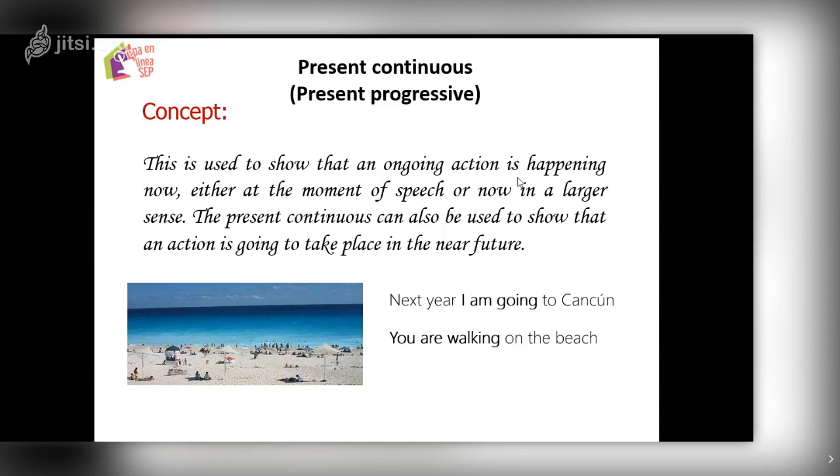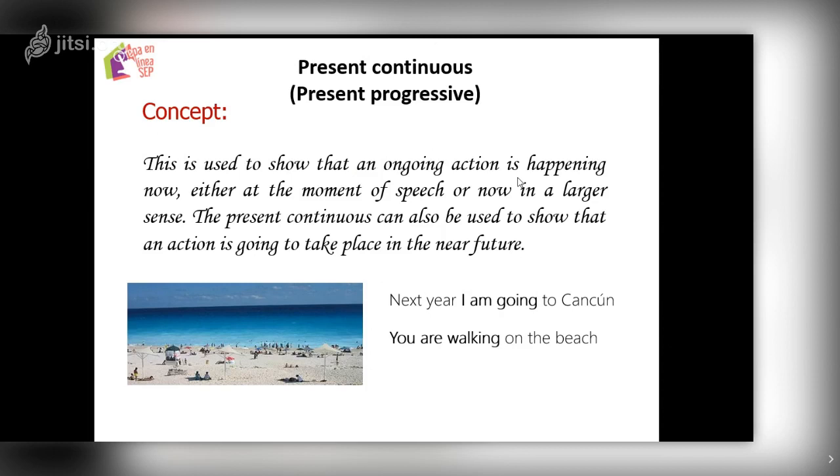The first one is when you are doing the action at the moment, right? And the other is when you are planning some activities for the future, you know? Example: next year I'm going to Cancun. Well, that is a plan for me. That is something I am expecting to do, but that is considered a future tense. But also, you can use it for an action that you are doing.